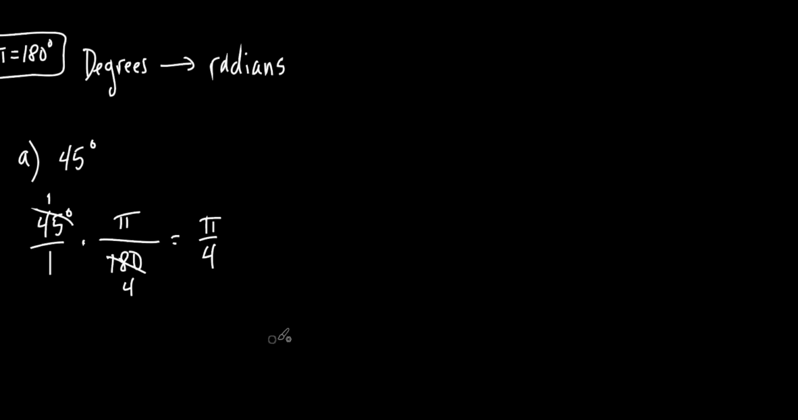Let's do another example. What about 300 degrees? All right, you got to find out what it is in radians at 300 degrees. So we go 300 degrees over 1. Put the 180 on the bottom so the degrees cancel out. Put the pi here.